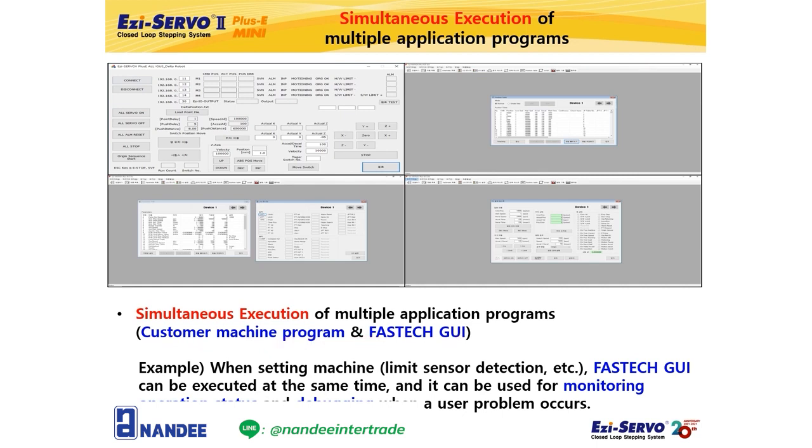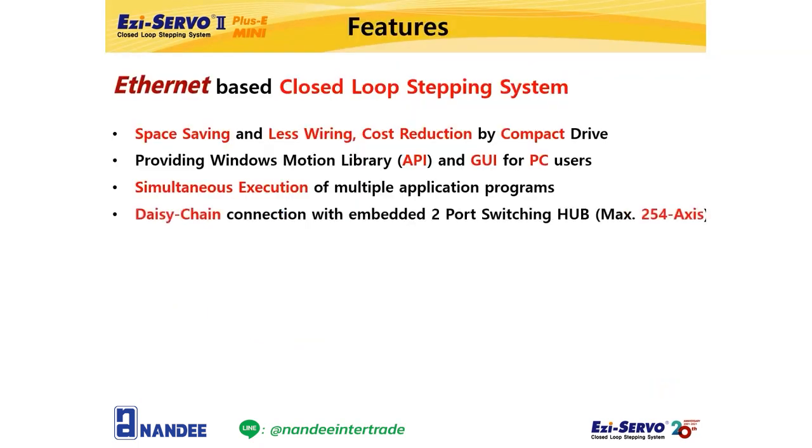For example, you can check whether the limit sensor works properly during machine setting by running our GUI at the same time. If a problem occurs in the customer's machine program, it can be monitored by our GUI program, so it can also be used for debugging. Also, built-in 2-port switching hub allows up to 254 axes to be connected.